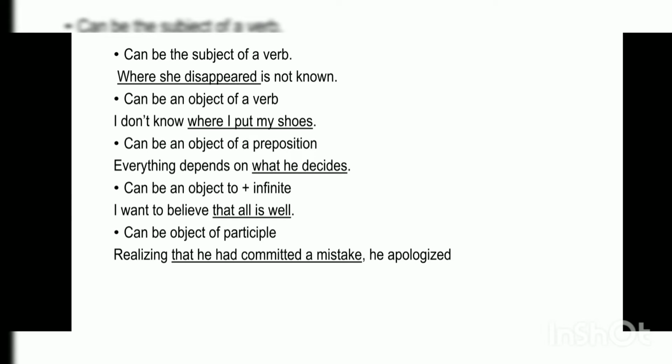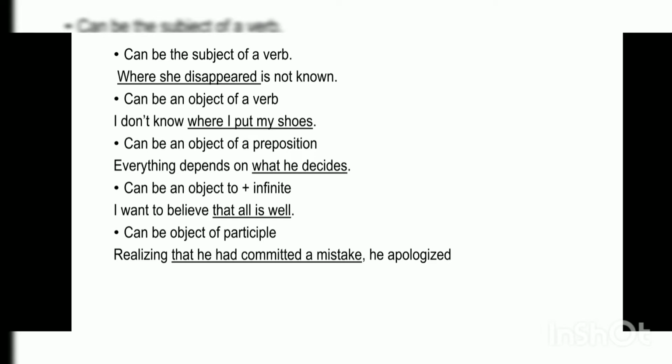It can work as a subject of the verb. For example, where she disappeared is not known. Here, where she disappeared is a clause. Similarly, it can be an object of the verb, object of preposition, object of to-infinitive or object of participle. You can see the examples I have written below.